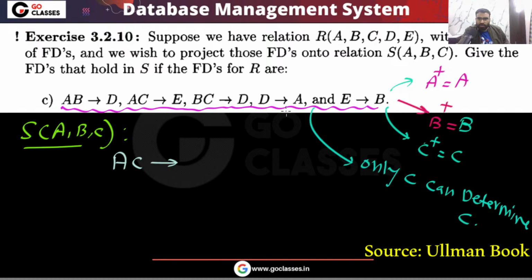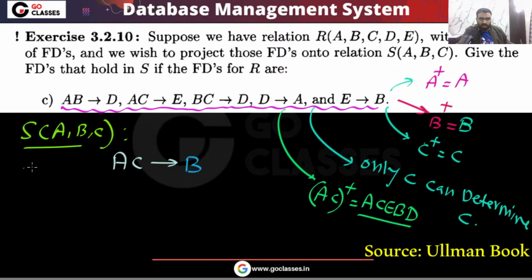So you find the AC closure. Here, if I find the AC closure, what will that be? That will be ACE, because AC can determine E. So we got ACE. Remember E can determine B, so we got B also. So we got ACEB. Now remember AB can determine D. Notice here AB can determine B. AB can determine D. So we got all these. So I can say AC can determine B because we only care about ABC. We want to find out which functional dependencies will hold among these attributes ABC. So we will only focus on ABC. So you can see AC can determine B.